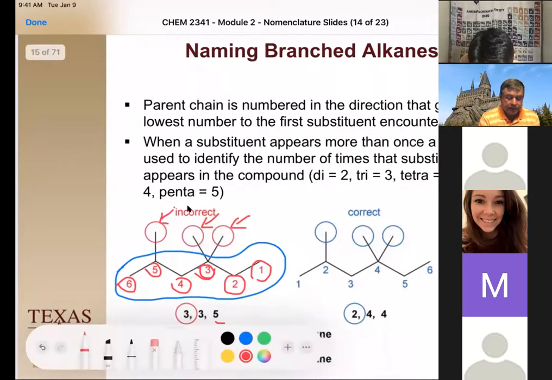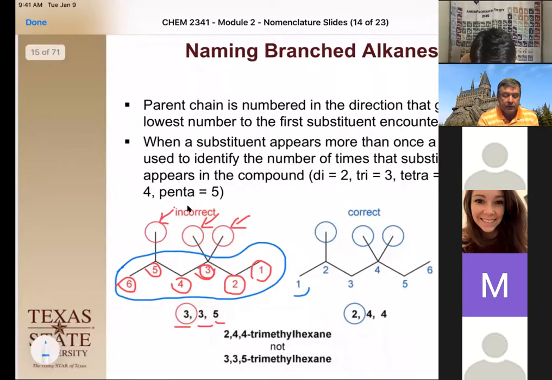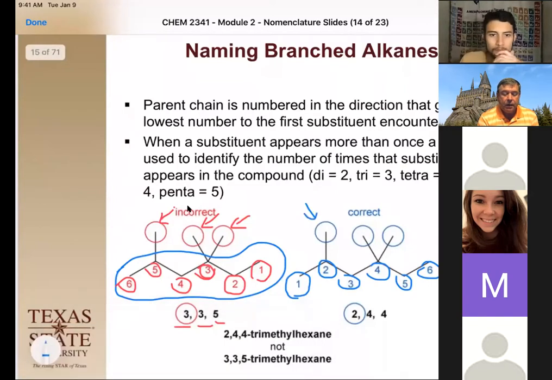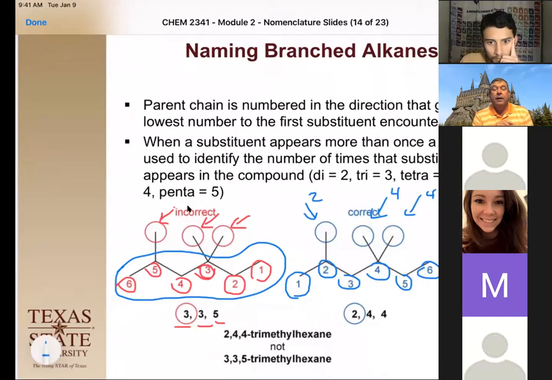So we're numbering it from the other side, 1, 2, 3, 4, 5, 6. And when we start counting, our first substituent is now on the 2 carbon, and this is on the 4 carbon, and this is on the 4 carbon. Now, it's not the sum of the numbers. Don't try to get the sum of the numbers. What we're looking for is that the first substituent needs to be on the lowest number.